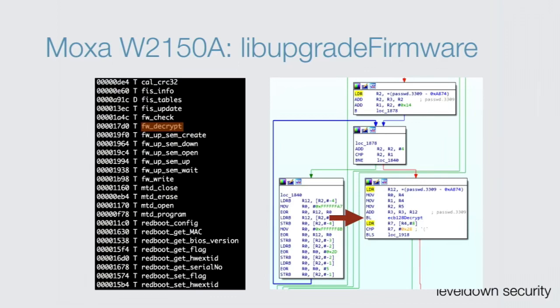So that means if we can get this AES key out, we can not only decipher the current firmware, but we can also create new firmware, because there's no asymmetric check of the firmware. There's no hashing, there's nothing to really prove that the firmware upgrade came from Moxa.